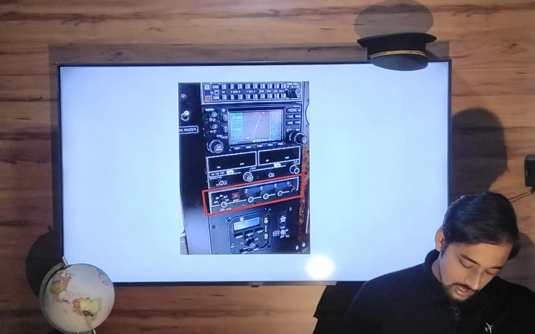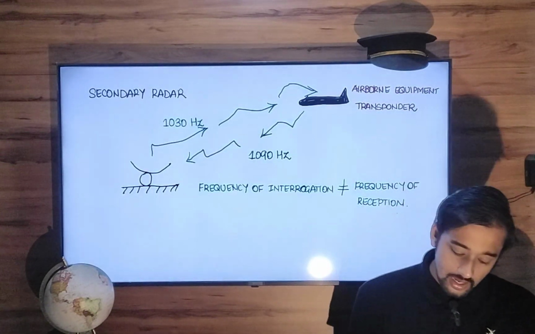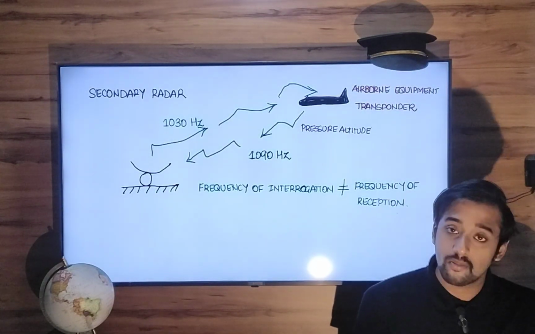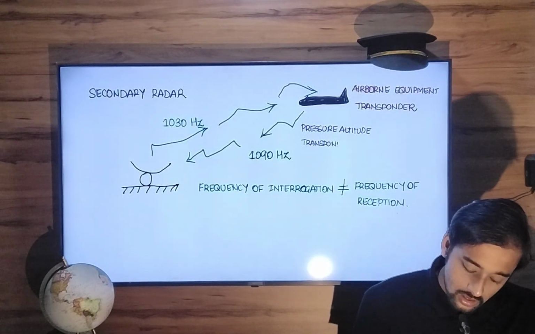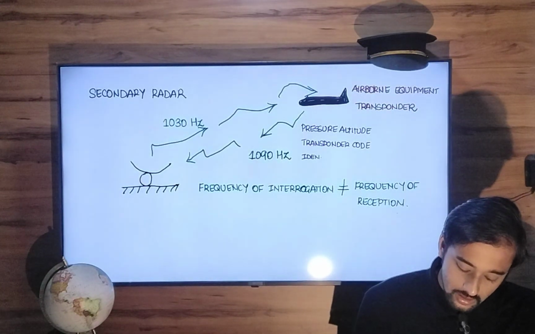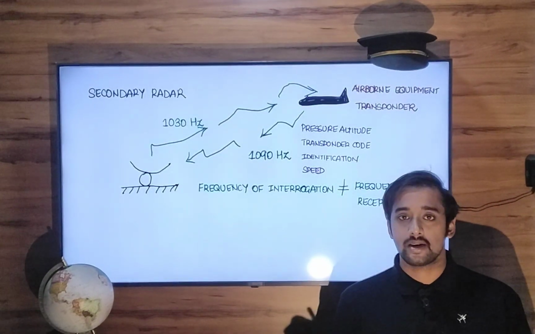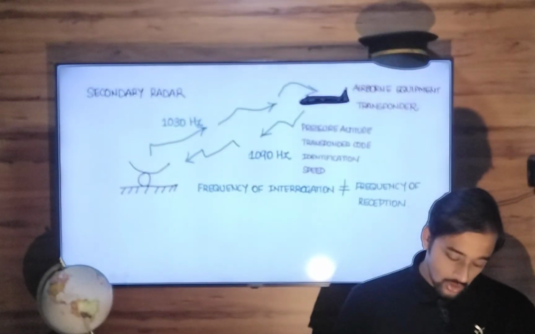And this reply will consist of different information which is very useful for ATC, like the pressure altitude of the aircraft. ATC will also get information about the transponder code, the squawk code, the identification of the aircraft, the speed of the aircraft, and any other relevant data. So these are the advantages of secondary radar over primary radar. So let's go back to our question.